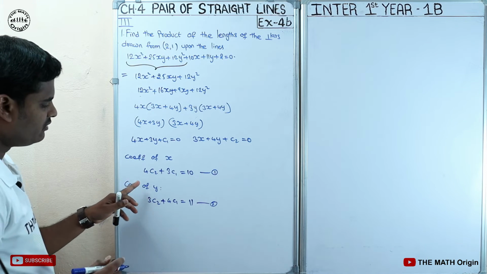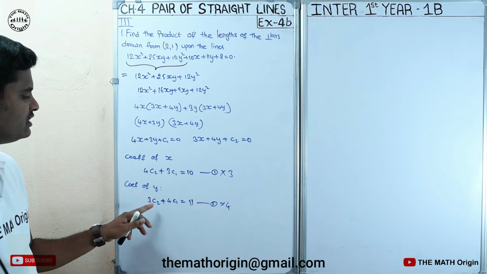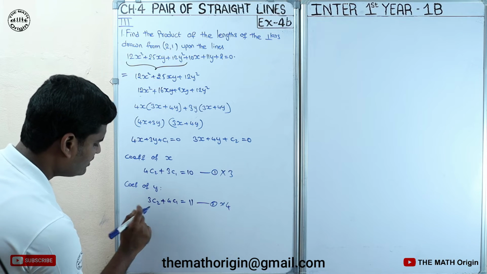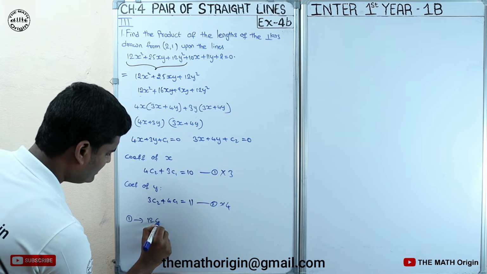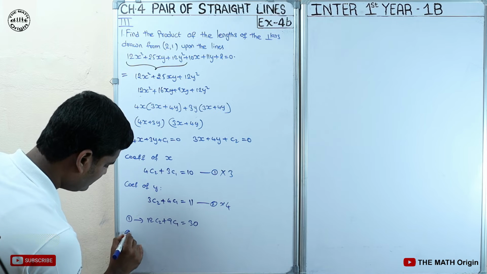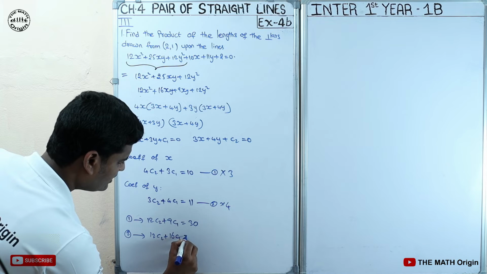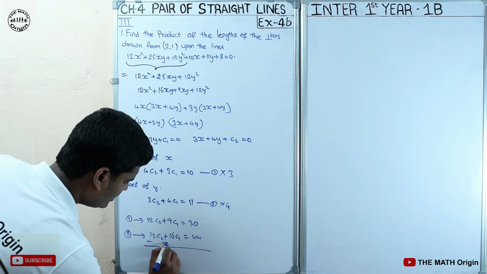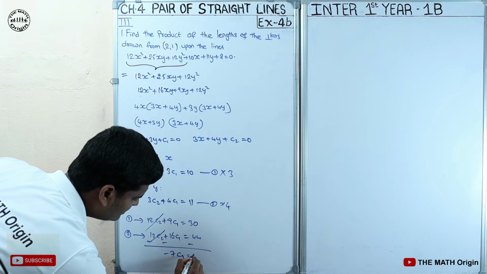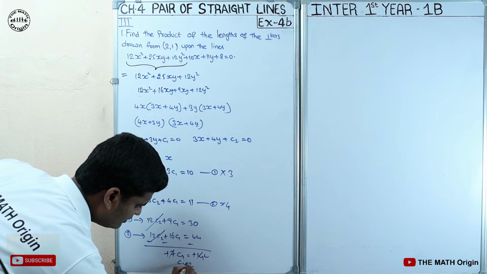To cancel any one value, I will multiply this equation by 3 and this equation by 4, so that the c2 value will be equal. First equation is 12c2 plus 3 times 3 is 9c1 equals 30, and second equation is 4 times 3 is 12c2 plus 4 times 4 is 16c1 equals 11 times 4 is 44. Subtracting, 12c2 cancels, and from this it is minus 7c1 equals minus 14, minus cancels, 7 2s, therefore c1 equals 2.